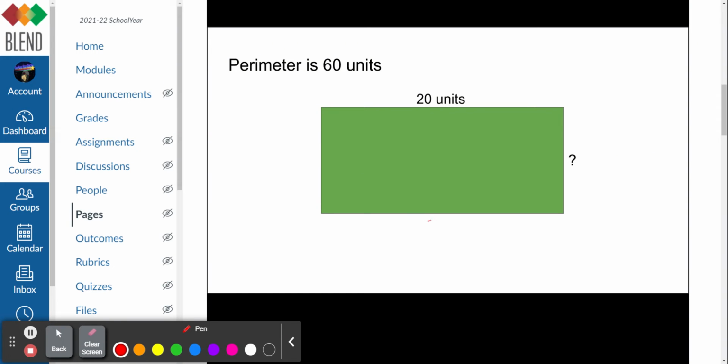Also, once again, you can just check your work by figuring out if it works. 20 plus 20 is 40, plus 10 is 50, plus 10 is 60. So this does have a perimeter of 60 units. So always go back and check and make sure that your math was correct, just in case.